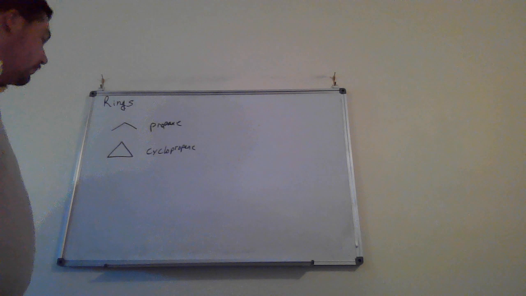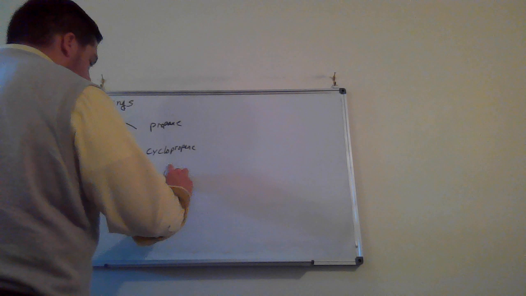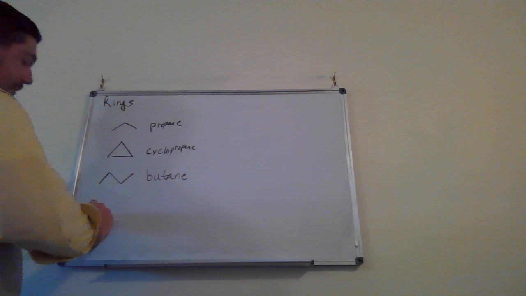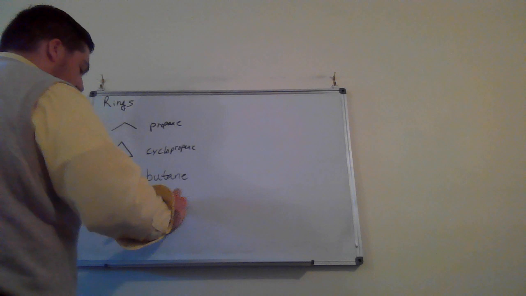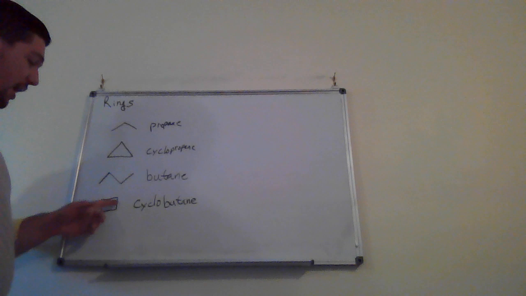So we have butane. And if we turn this into a ring, bringing the two ends together, we get the square, which is going to be cyclobutane.